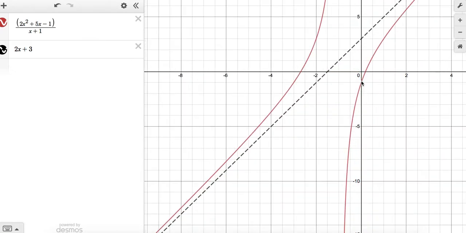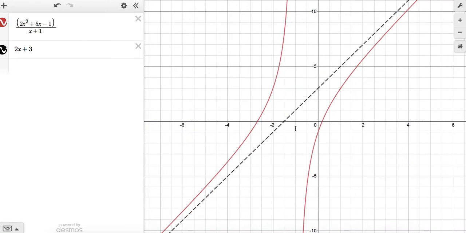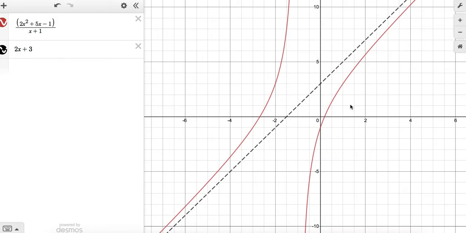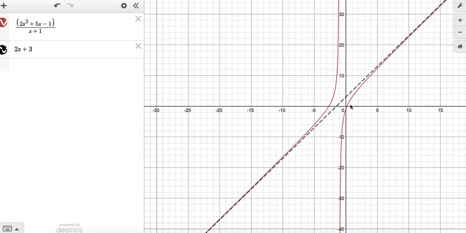Okay, so I'm just going to zoom in a bit. But as I zoom out, that straight line and the red graph start to get closer and closer together as I go to negative infinity this way and positive infinity this way. Well, why is that the case?